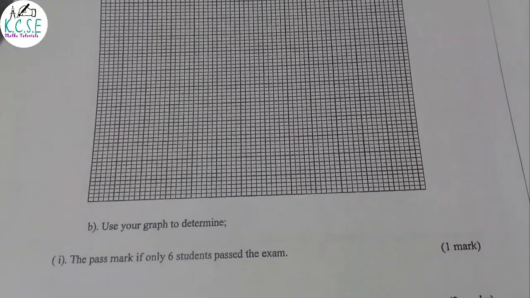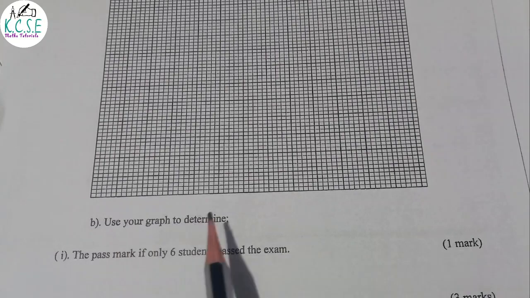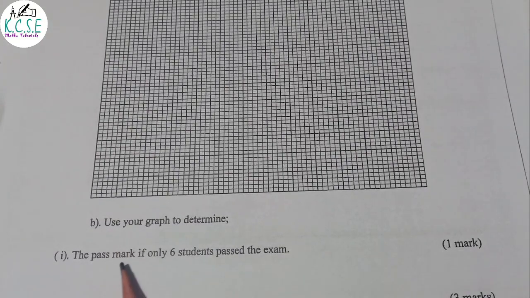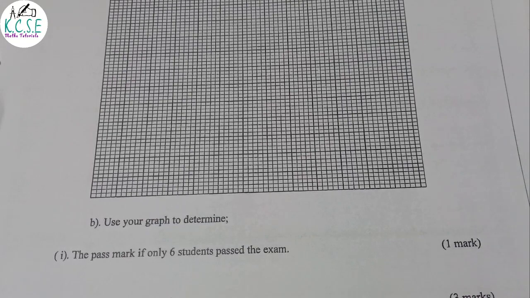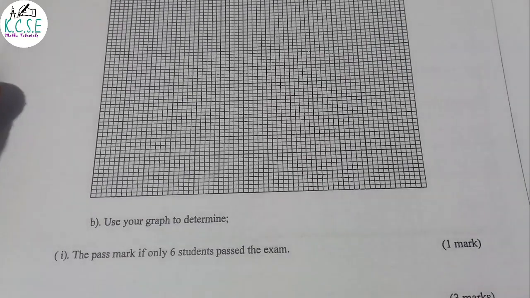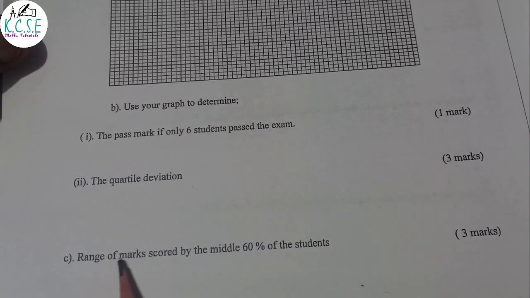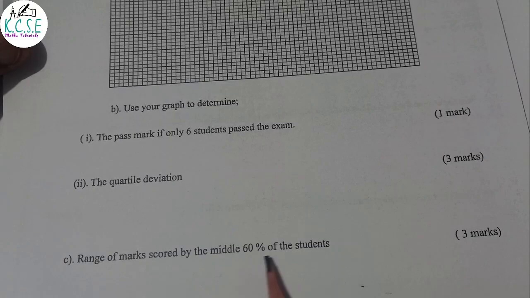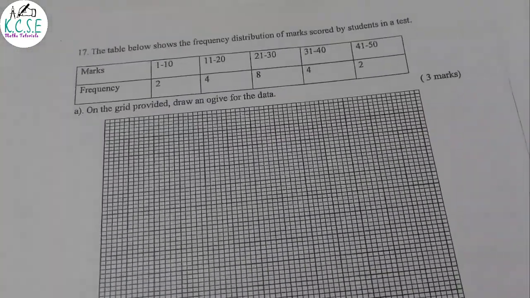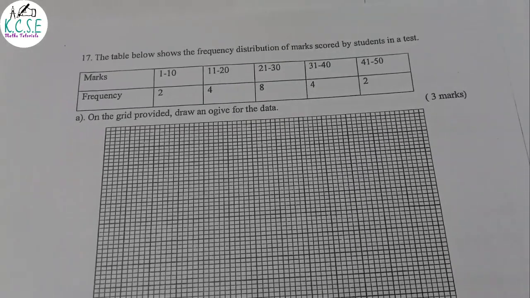Then you go to the second one. Use your graph to determine: 1. The pass mark if only 6 students pass the exam, 1 mark. 2. The quartile deviation, 3 marks. And then we go to the last one. C, the range of marks scored by the middle 60% of the students. So that is the question, a 10-mark question on cumulative frequency curve.